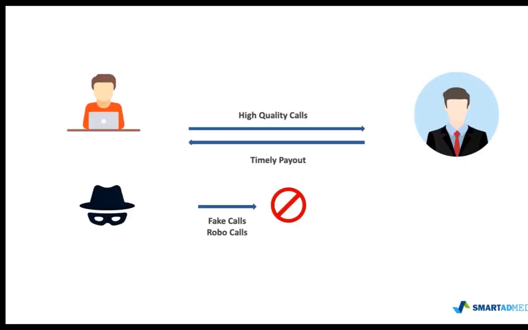We need to make sure both our publishers and advertisers get the best possible experience while working with our network. From the advertisers' point of view, we need to make sure they get high quality calls and our publishers get paid timely. At the same time, we need to block the bad elements, also known as black hat affiliates, from infiltrating our network. Their sole purpose is to send fake calls and robocalls to make money, so we need to make sure we block such publishers or suspend them from our network.